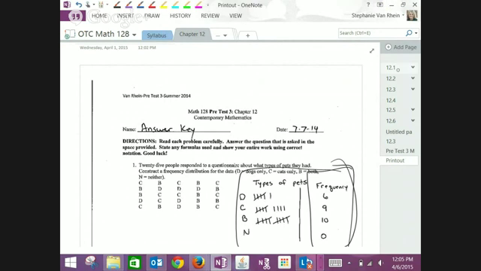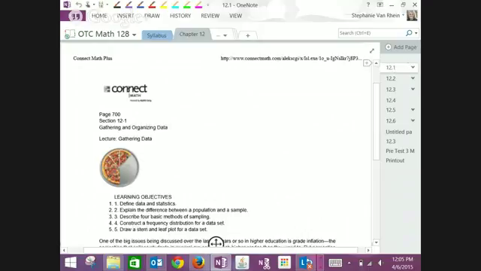Does anyone have any questions on 12.1, Organizing the Data? 12.1 is pretty straightforward, right? Stem, leaf, plot, bar graph, histogram. There's not a lot of calculations there. It's just organizing it the way they want to organize it. Do you have a question on 12.1?